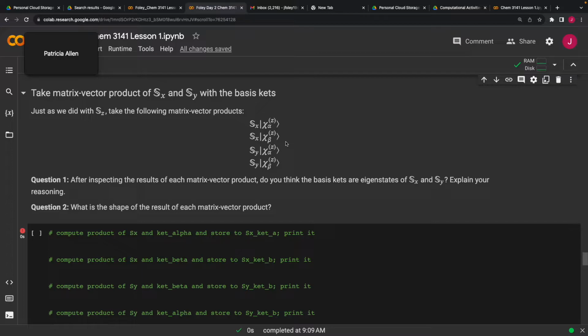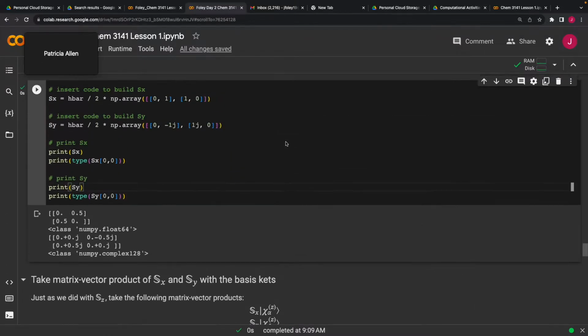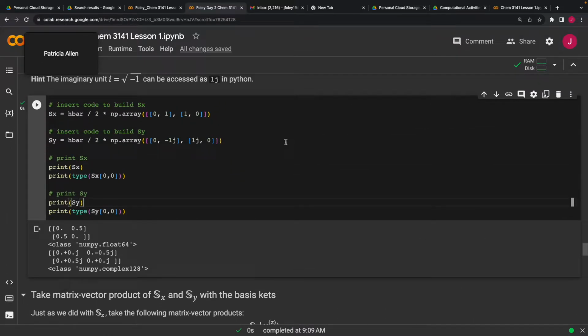Okay, so the question is: ket alpha, which is equal to (1, 0), an eigenvector of Sx, which is equal, the matrix Sx, which is equal to h bar over 2. How did I define it again? (0, 1), (1, 0). Yeah?